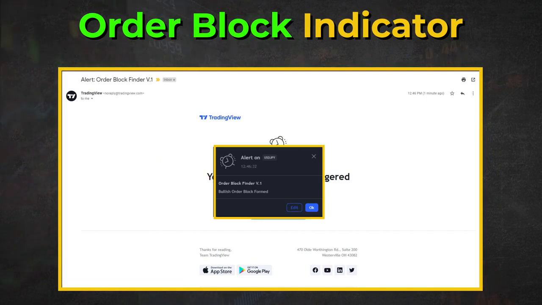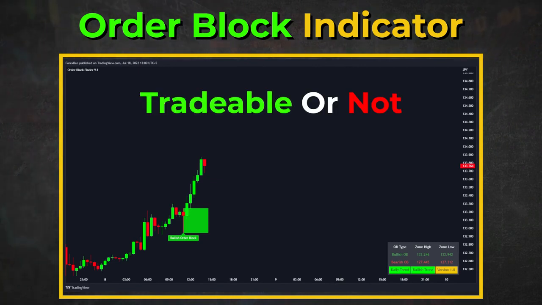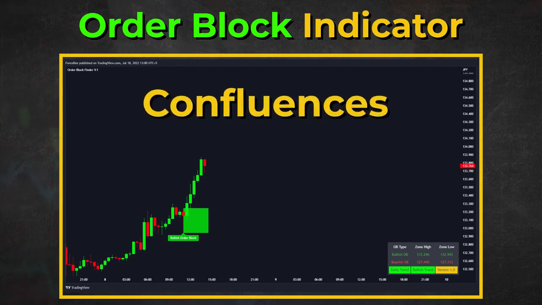So after that, I can go to the charts and see if the order block zone that is detected is tradable or not. That's right, because all order block zones are not tradable. In order to find the high probability zones, we have some confluences. One of the confluences is the formation of a candlestick pattern when the price returns to the order block zone.